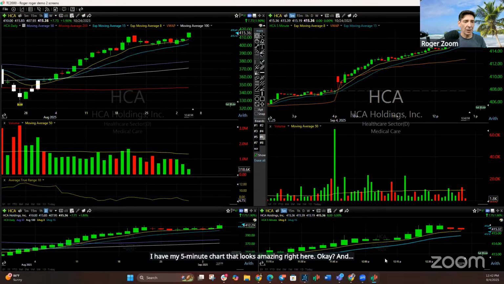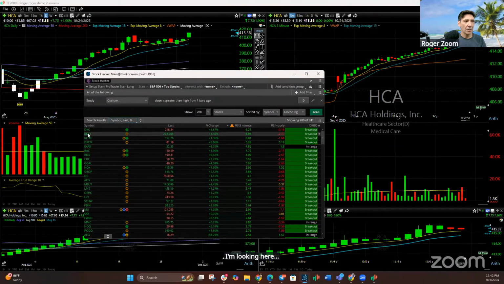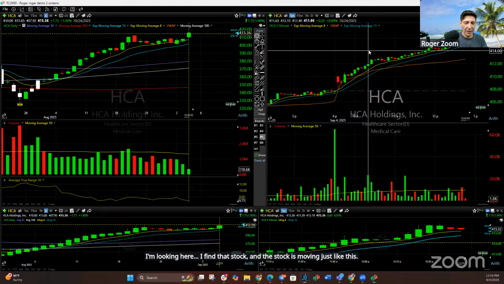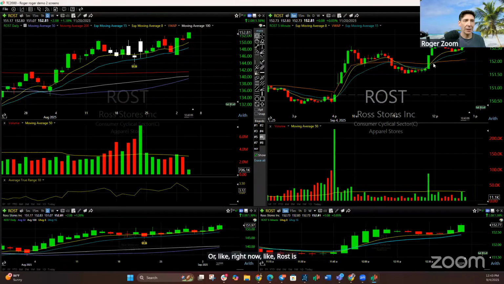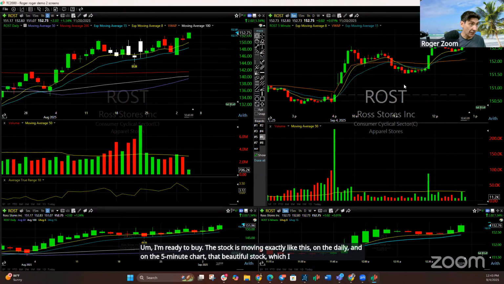I'm looking here. I find that stock, and the stock is moving just like this. Or like right now, like Ross is. Let's just do Ross Store. Okay, let's just stick with Ross. I found my stock. I'm ready to buy. The stock is moving exactly like this on the daily and on the 5-minute chart. That beautiful stock, which I'm actually thinking of buying.